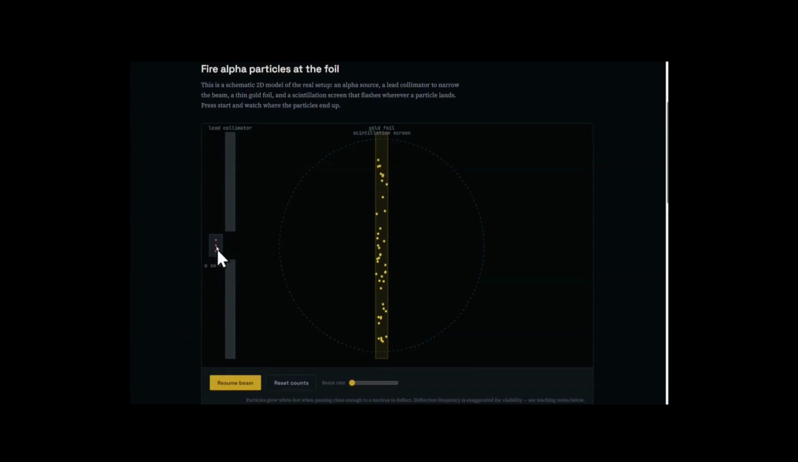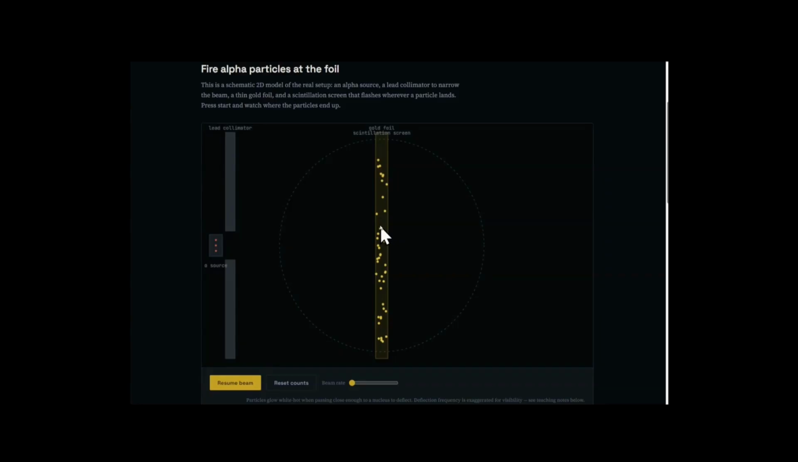So this is the setup. We have an alpha source. An alpha particle is essentially a helium nucleus that's been charged. It has a high amount of energy, and we fire this at a very, very thin gold foil. You may think of the gold foil like tin foil. It's even thinner than that. You probably would have been able to see through it.